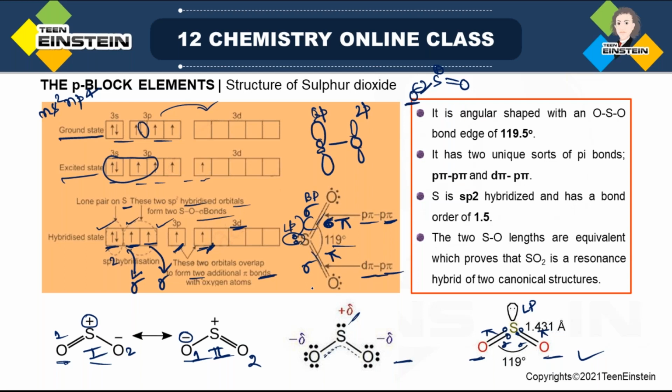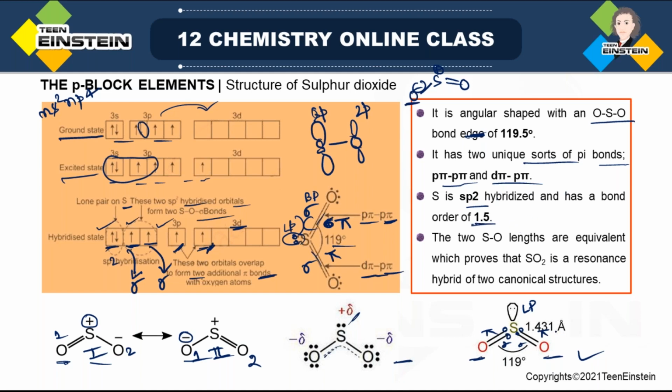And some important points. It is angular shaped with an O-S-O bond angle of 119.5 degrees. It has two types of pi bond: one is p pi, another one is d pi. Sulfur is sp2 hybridized and the bond order is 1.5.